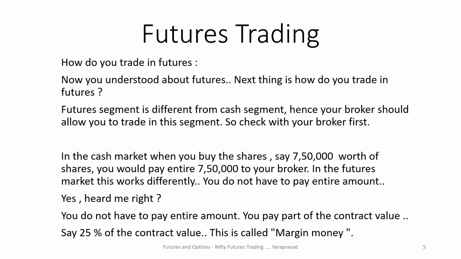In the cash market, when you buy shares, say 7,50,000 worth of shares, you would pay the entire 7,50,000 to your broker. In the futures market, this works differently. You don't have to pay the entire amount. Yes, you heard me right. You don't have to pay the entire amount. You pay part of the contract value, say 25% of contract value. This is called margin money.